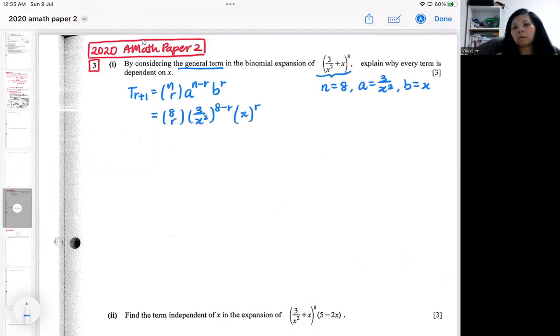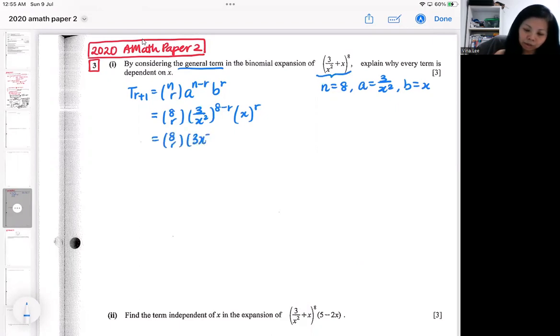Okay, so you can focus on the general formula first. Then later on after we are done with the general formula, then we try to explain. So I focus on the general formula first. For some of you, if you already forgot how the general formula works, after you put in your a, b, n, your job is to try to separate the x and the non-x. So what do I mean by I separate the x and the non-x?